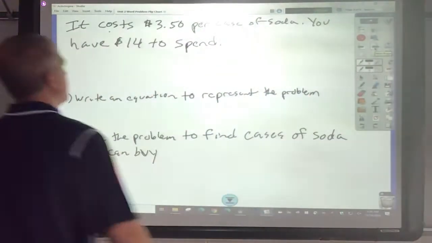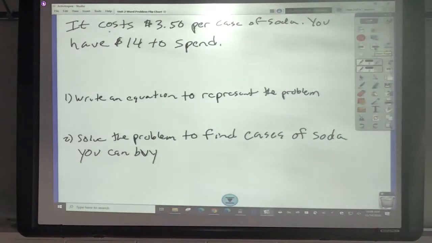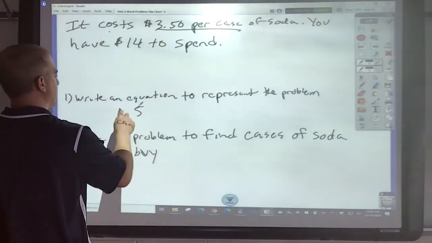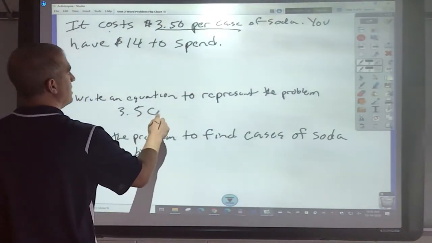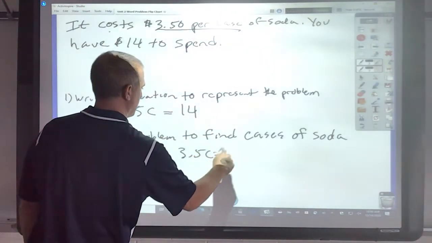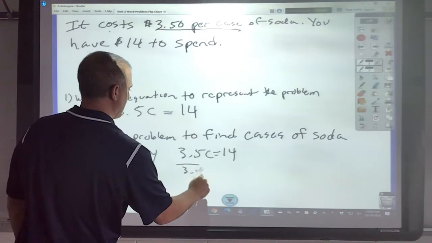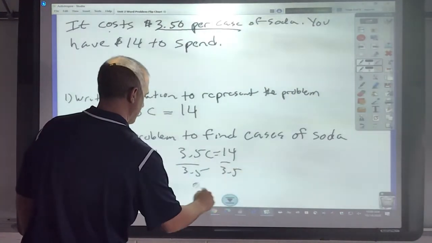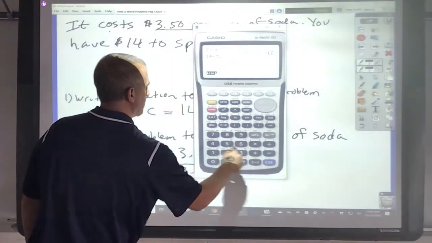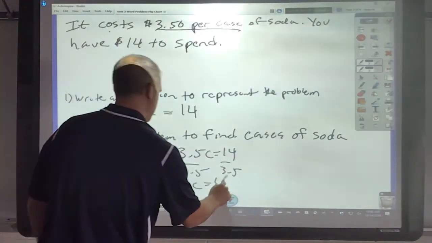It costs $3.50 per case of soda. You have $14 to spend, okay? Per case, so 3.5C, and I've got $14 to spend. And that's pretty easy to solve. All I would do is divide by 3.5. I'm going to use my calculator for that. 14 divided by 3.5 is 4, okay?